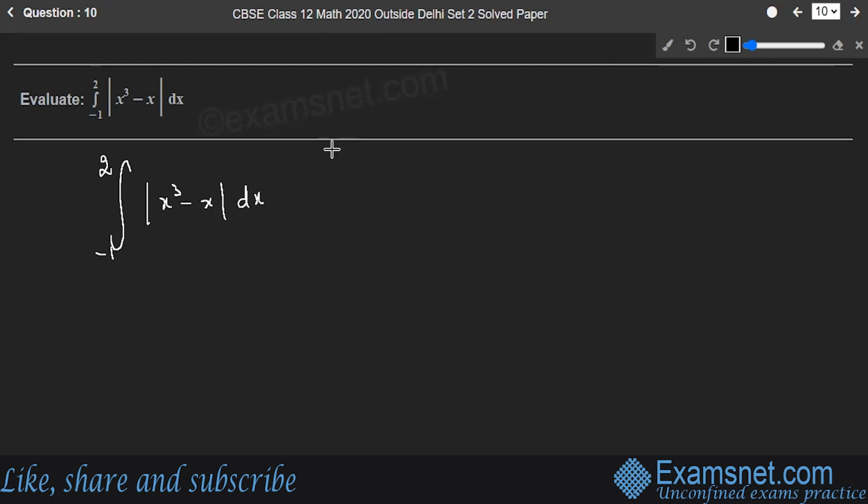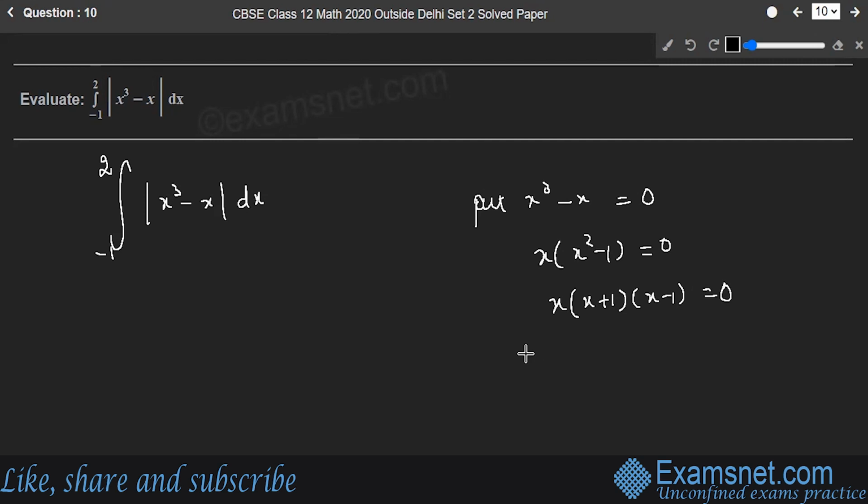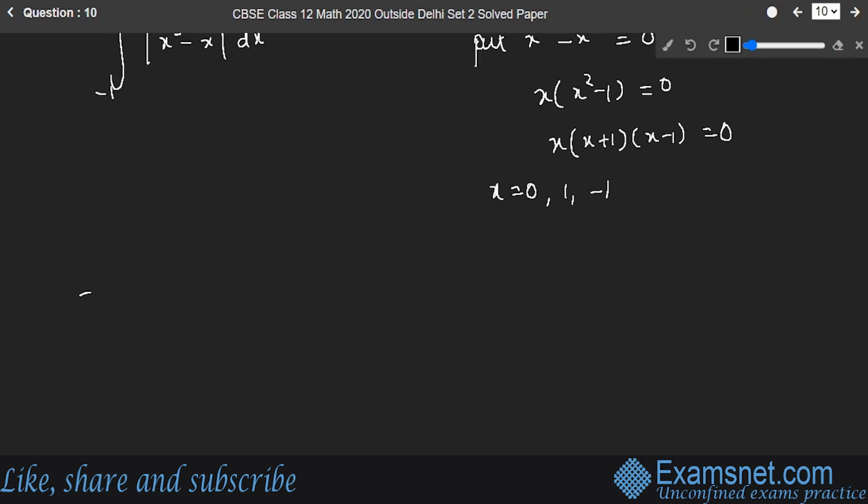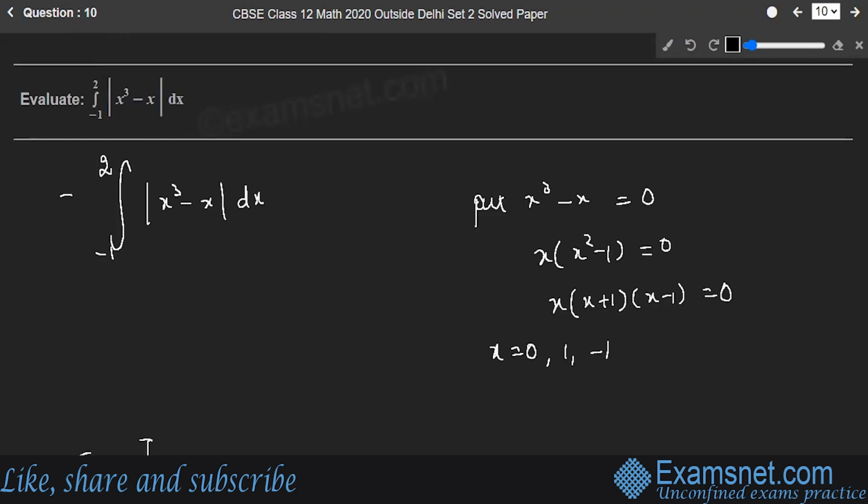Fine. So let's put x cube minus x is equal to 0. You will take the x common. x square minus 1 is equal to 0. The factors will be x, x plus 1, x minus 1. So the three possible values for x are 0, 1, and minus 1. Why I have done all this is because I want to break this interval now. Let's say this is equal to I.